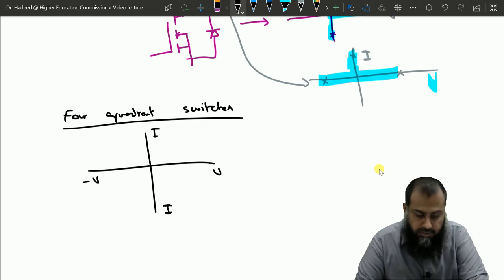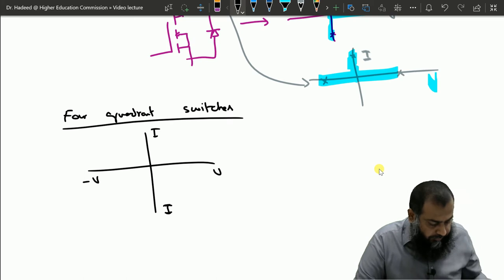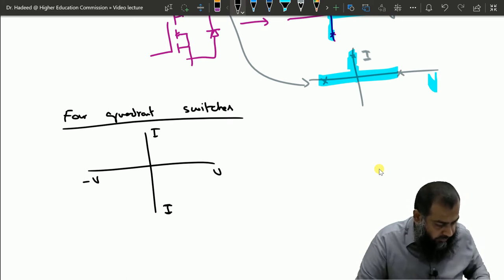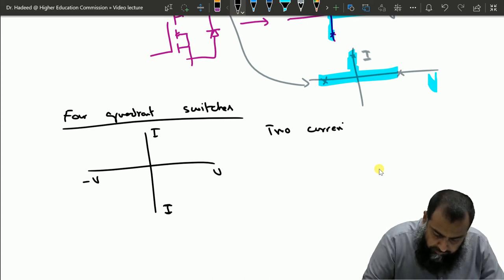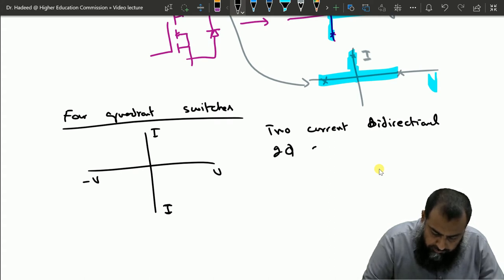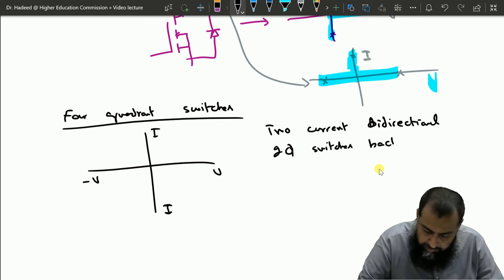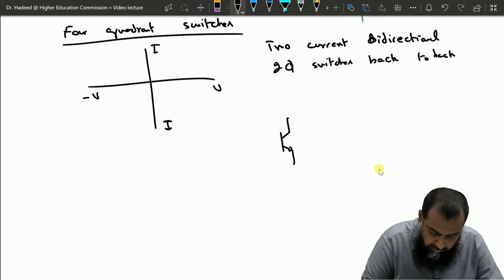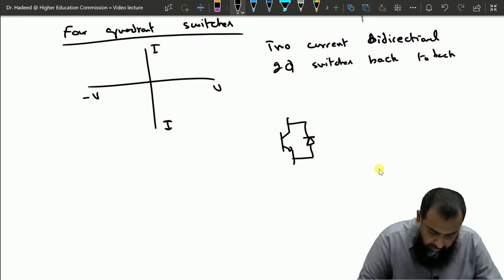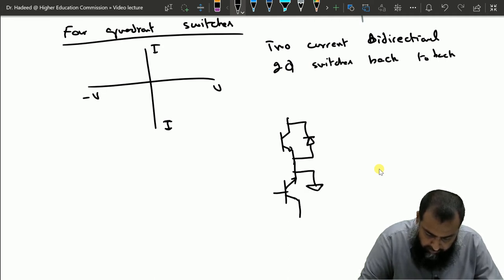So we have certain options available here. Some of them is to use two current bidirectional two quadrant switches back to back, right? So which means we have current bidirectional switches means that we have this type of a switch here, and here we have the switch in this particular direction.